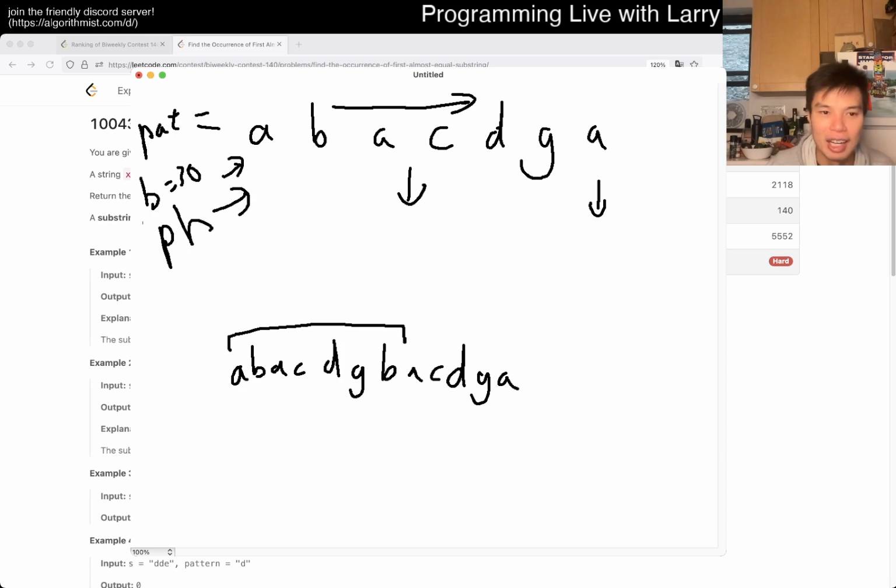Nasty handwriting. But then here, now we have another h, right? And then we just compare. If it was exactly the same, we just compare to see if they're the same, right?